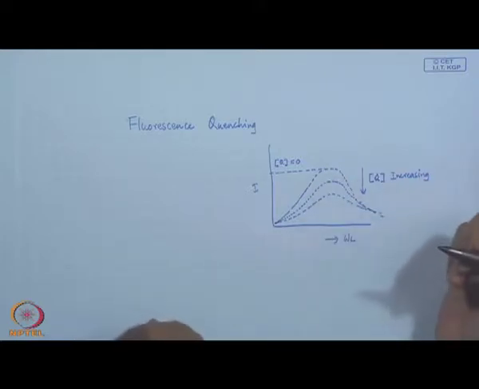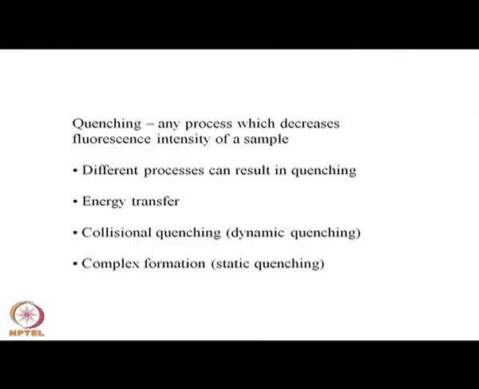So, any process that decreases the fluorescence intensity is called fluorescence quenching, and the general term is luminescence quenching. Phosphorescence quenching may also in principle take place. So, that is why it is better to start with the term luminescence quenching. Now, the different processes which can result in quenching of luminescence or fluorescence are these.